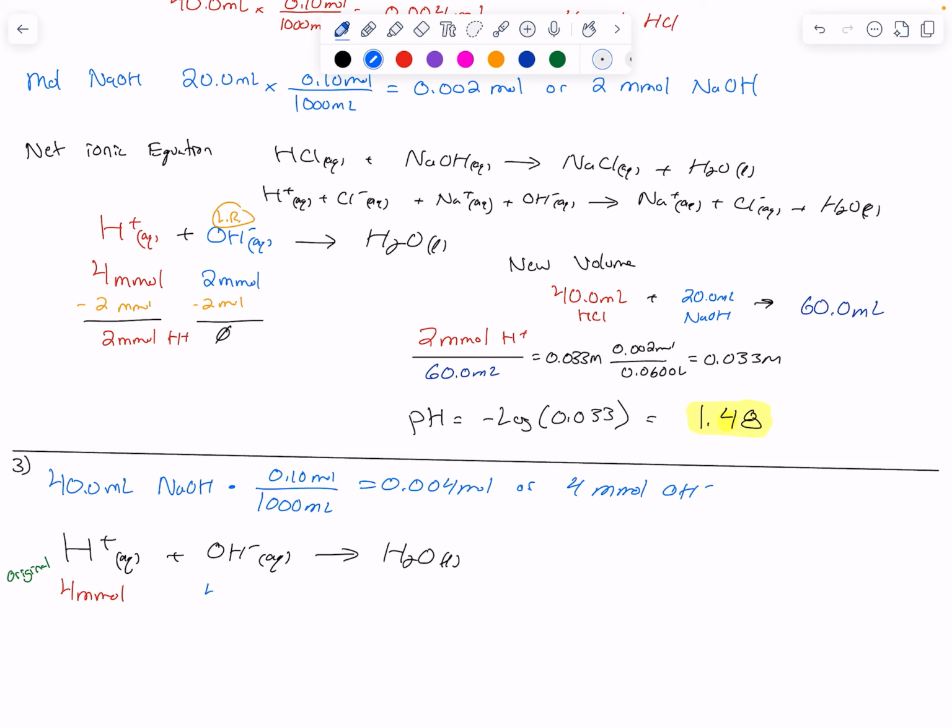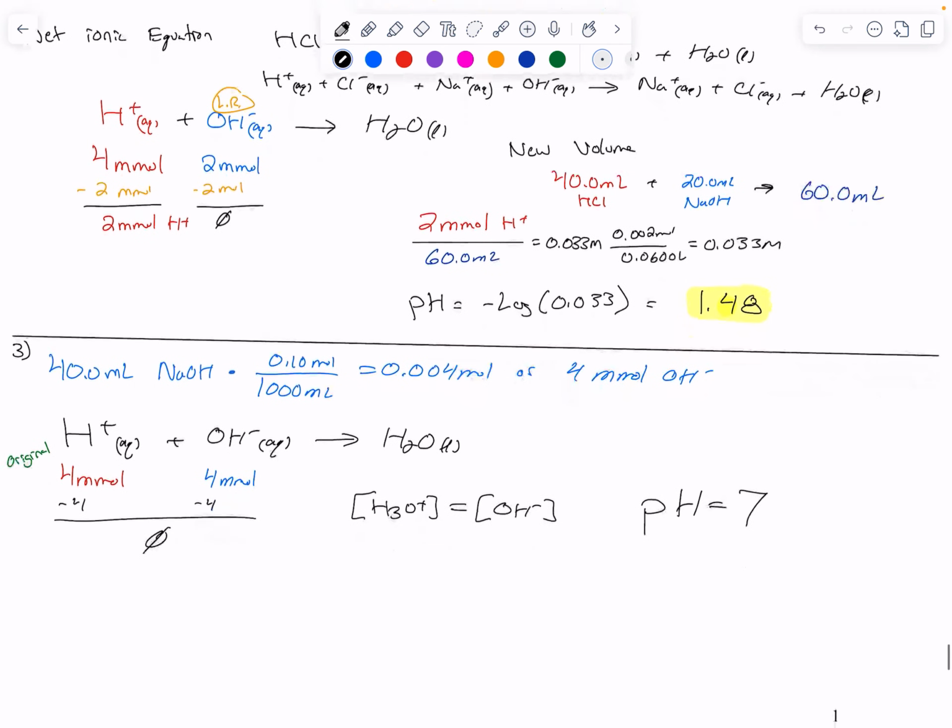For hydroxide, we also have 4 millimoles. So that means they're minus the 4, because there's no limiting reactant here, so there's 0. This means the concentration of H3O plus equals the concentration of hydroxide. That means the pH should be 7 in theory. That's the pH of the equivalence point. All right, so this is equivalence.